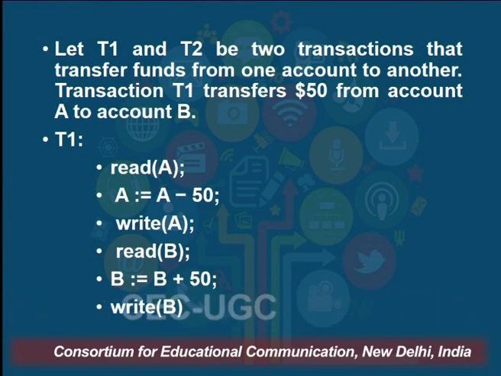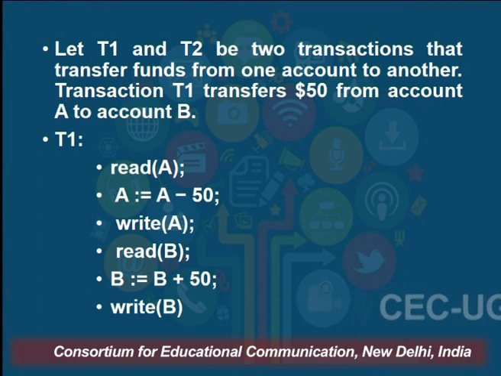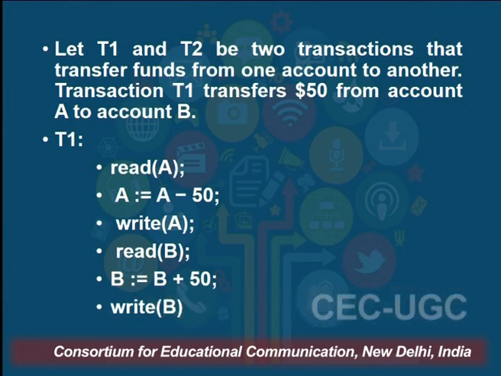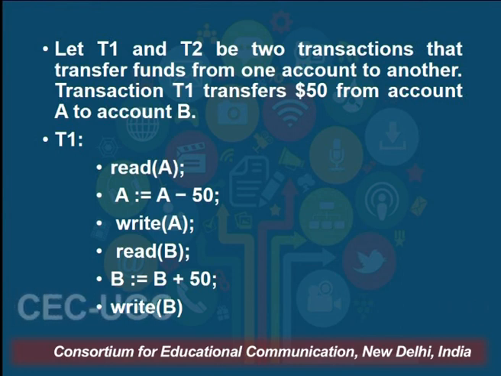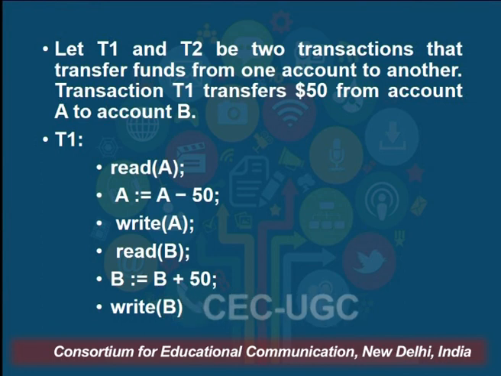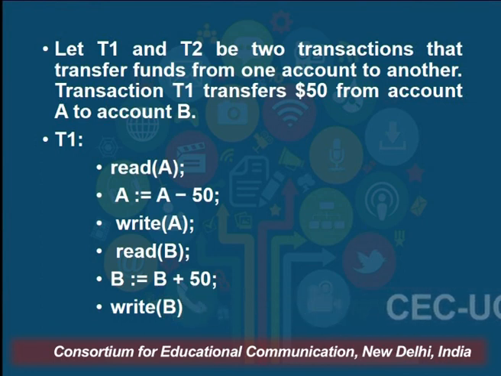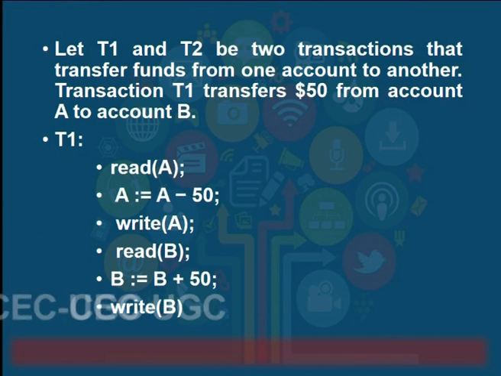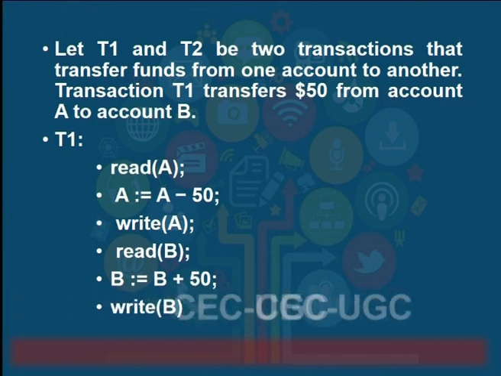Let us quickly go through it just to maintain the bridge. T1 is the transaction in which account A is read, whatever the balance is with account A. The next step is processing, in which the amount of $50 is subtracted from the current amount of account A, and then it is written, the new balance is updated.